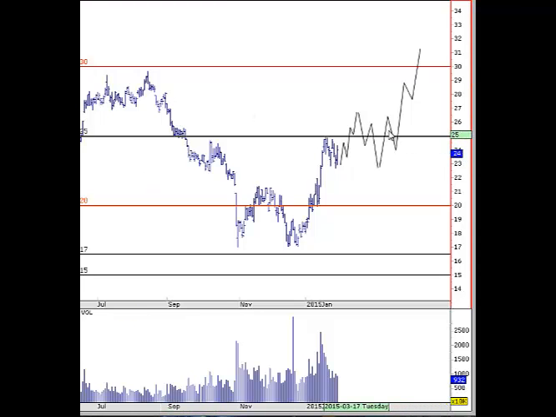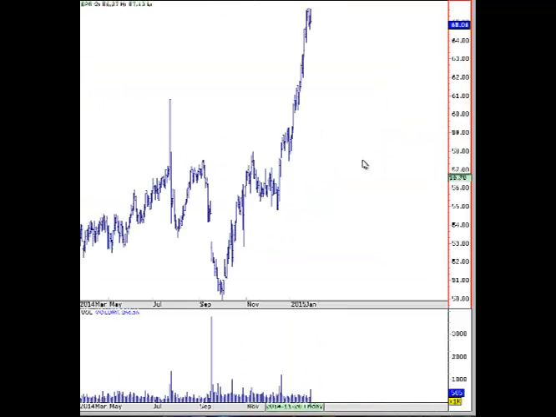So if you want to get back into this stock, then it's good to wait until we get over here to get the timing right. The next stock is EPR that we're long in.